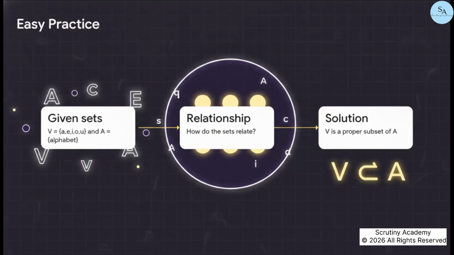You're doing great. Now that we have the visual logic and the symbols down, we're going to build up your confidence by solving 3 examples step by step. Let's start easy. Step 1. What is given? Well, we have set V, which contains the vowels A, E, I, O, U. And we have set A, which is all the letters in the English alphabet. Step 2. What is asked? They want to know the relationship between V and A. So, step 3, let's solve it. Every single vowel is inside the alphabet, and the alphabet definitely has extra letters, right? So V is a proper subset of A. Super easy.